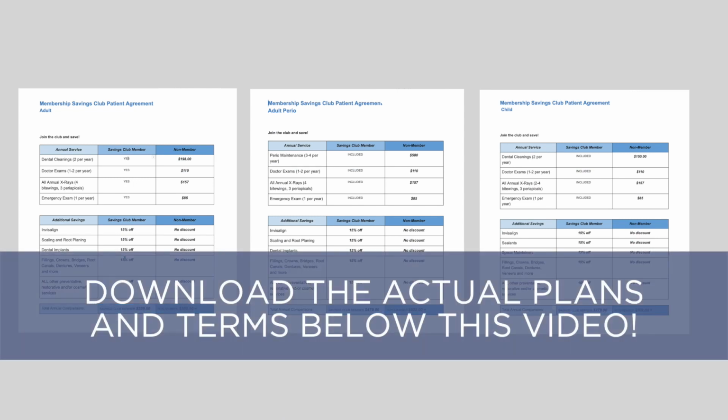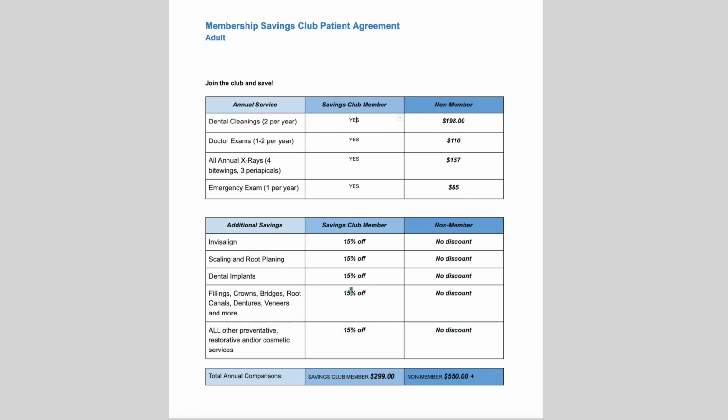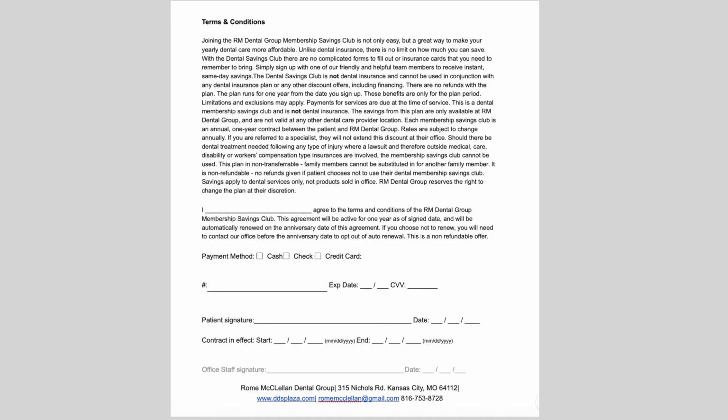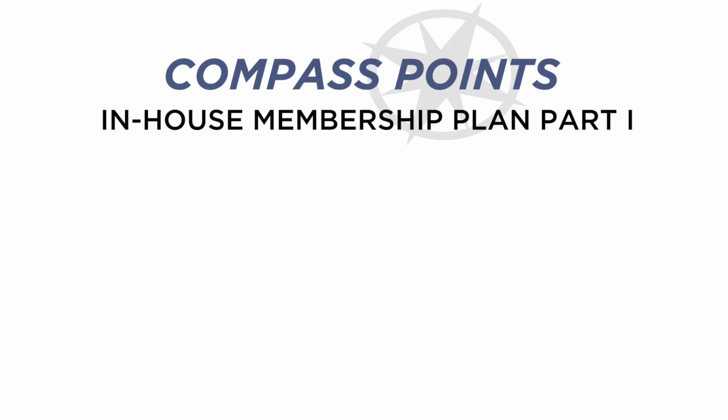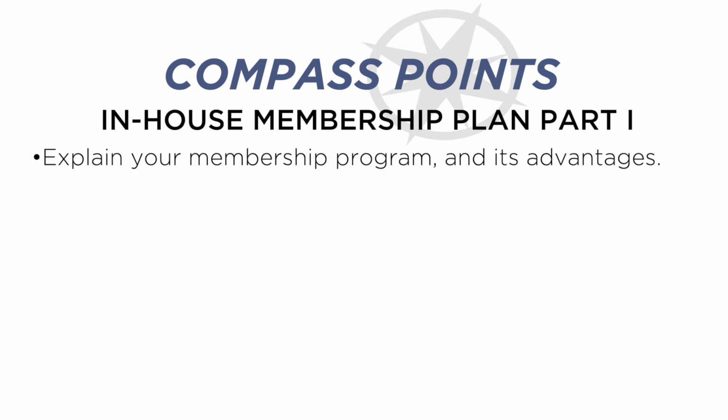We've included downloadable copies of each of the 3 versions of our Membership Savings Club. The last part of building your plan is to detail the terms and conditions of the policy, which we've also provided for you below this video. You can review those when defining your own, but the key points here, you'll want to briefly explain the program and the advantages of it.